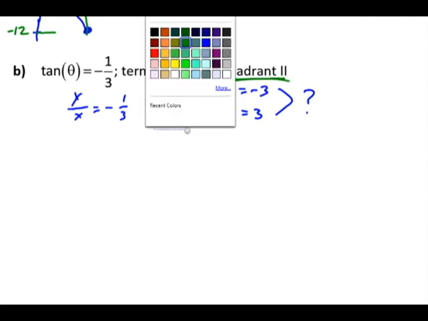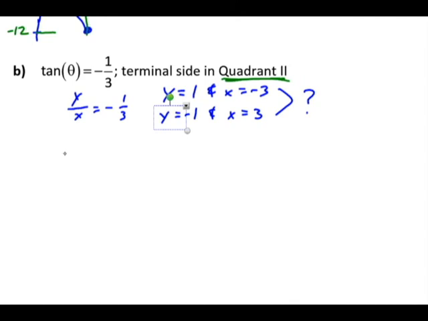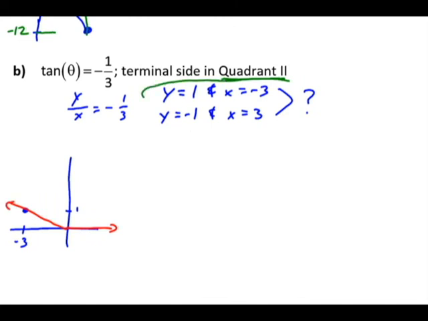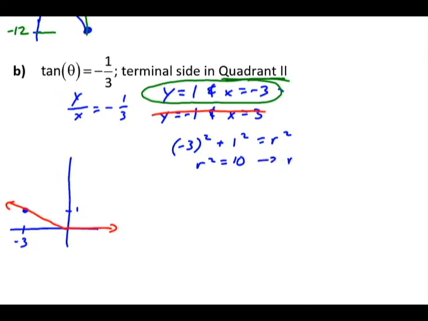So when we sketch this, we see that x must be negative because we're in quadrant 2. That's the only way to get to quadrant 2. And y will be positive 1. Now we just need to find r. Now we have x, y, and r. We can simply fill in the trig functions.